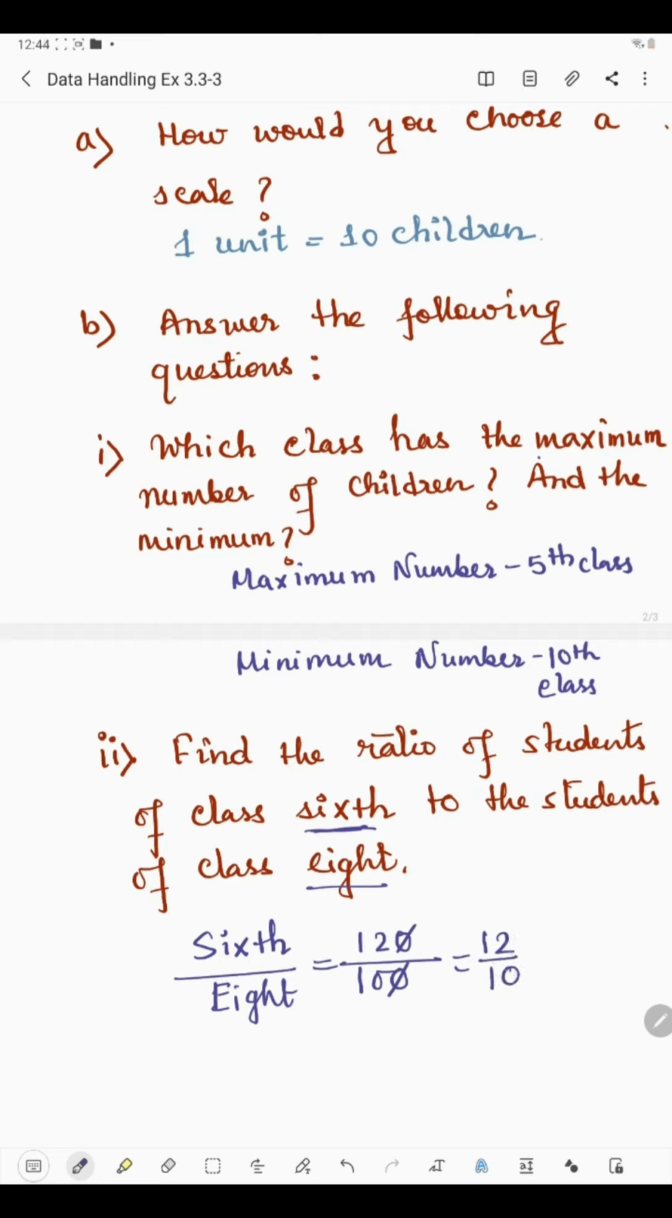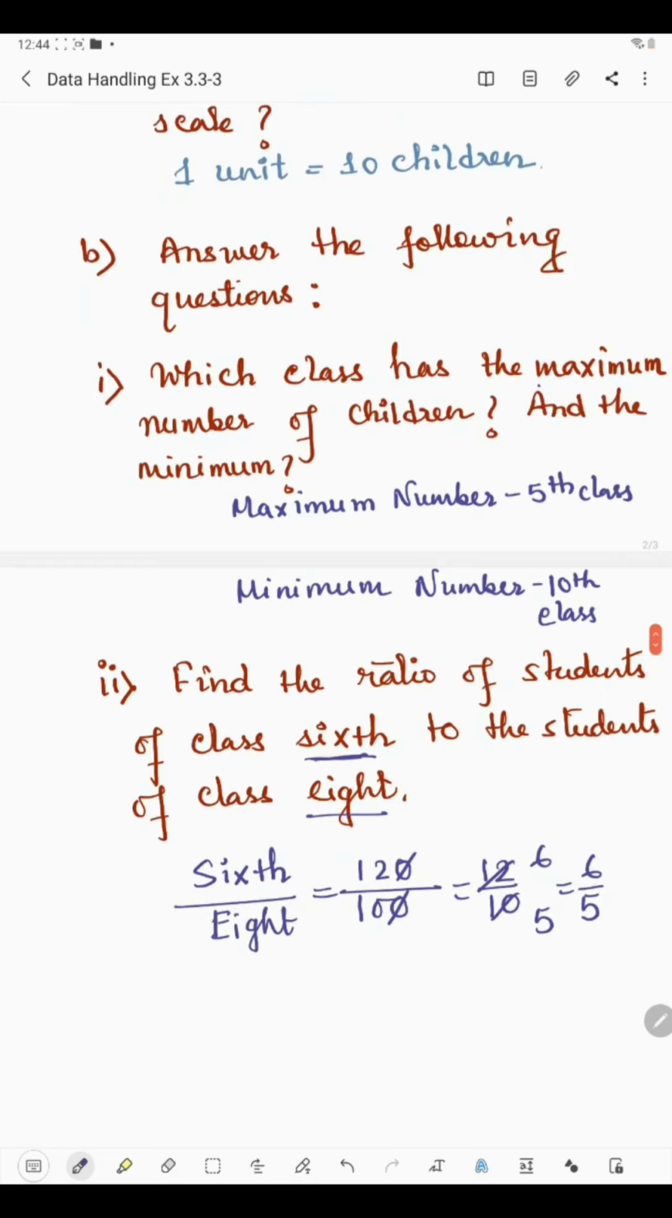Then 2 and 0 both is divisible by 2. So 2 6s are 12, 2 5s are 10. So it will be 6 by 5. Now we cannot divide these two by a same number, since one is composite number and another is prime number. So this is only the reduced form. So the ratio always will be in reduced form. So the ratio is 6 by 5 and the ratio can be written as 6:5.